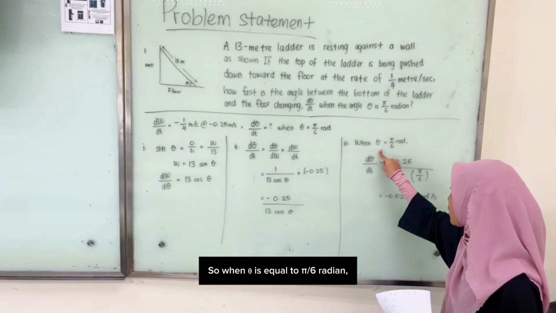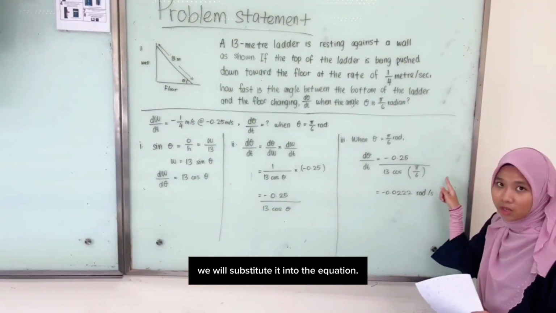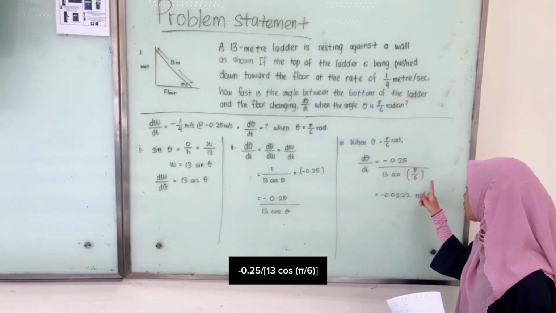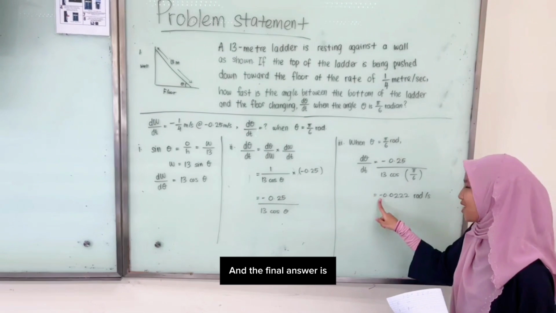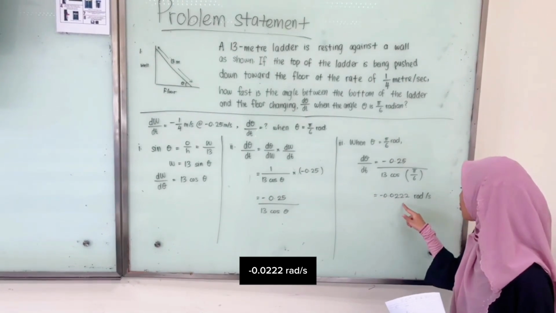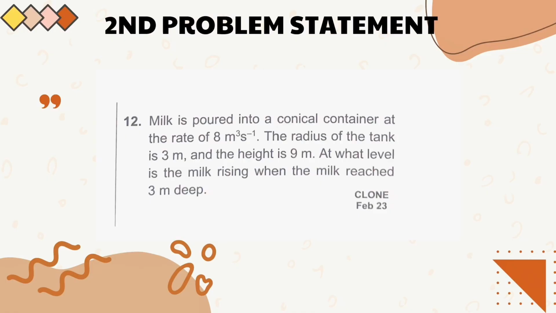So when theta is equal to pi over 6 radian, we will substitute it into the equation: negative 0.25 over 13 cos pi over 6. And the final answer is negative 0.0222 radian per second. This is the final answer.